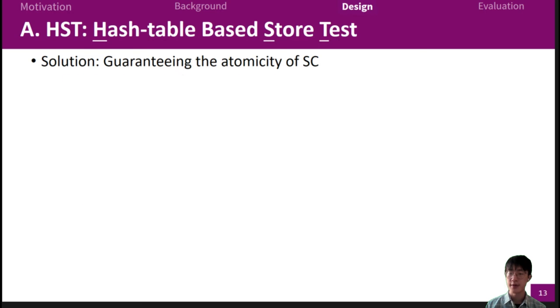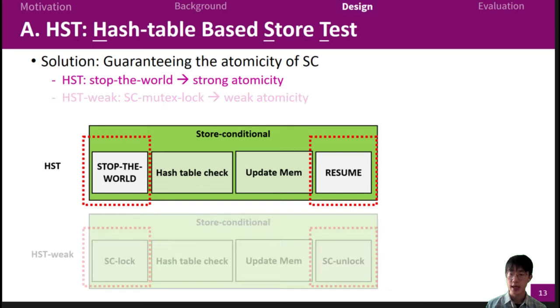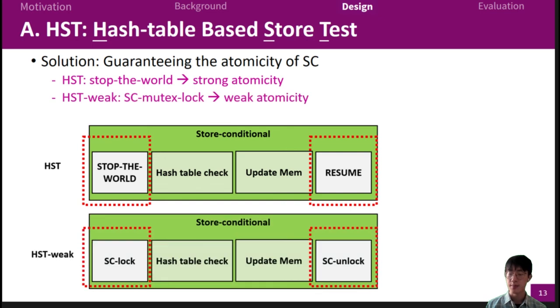The first scheme, HST, stops all other threads' execution and then performs the store conditional operation. After this, it resumes other threads' execution. This scheme guarantees strong atomicity. However, since in most programs atomic variables can only be modified by atomic instructions, we can keep the atomicity only between LLSCs. This is the idea of HST weak, which uses a lock to avoid race conditions between LLSCs, and it guarantees weak atomicity. More details about the atomicity and correctness can be found in the paper.